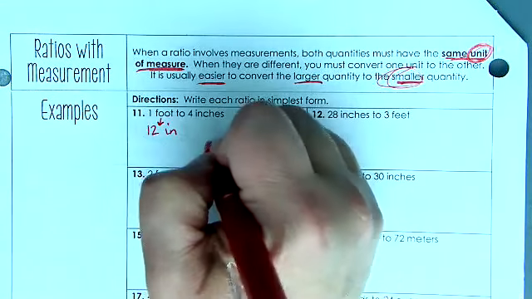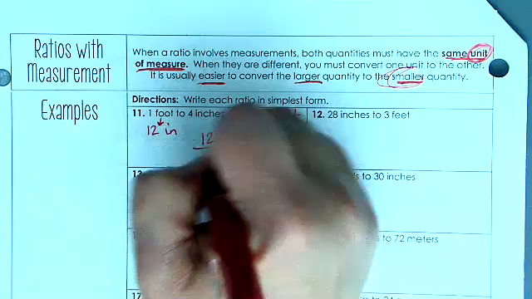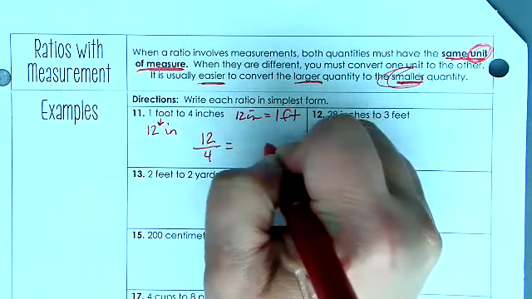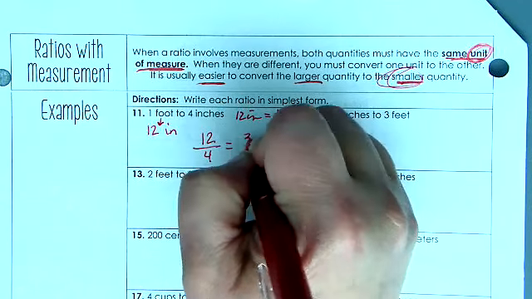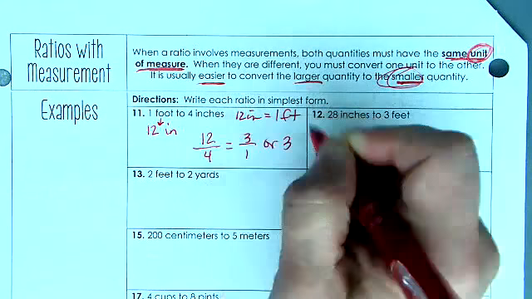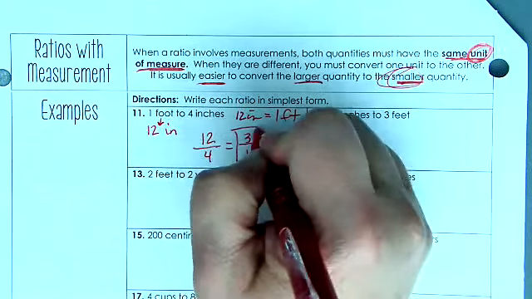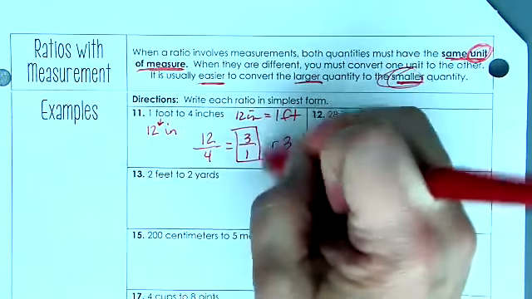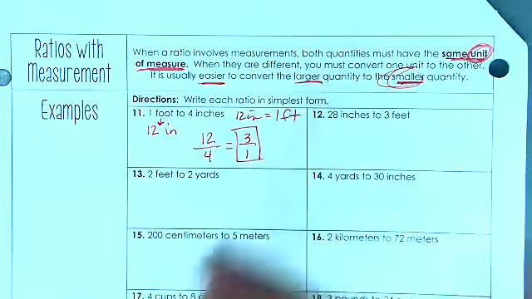So this is going to be 12 over 4, which simplifies to 3 over 1. Or since it can be written as a whole number, no, you want to leave this as the fraction. Sorry, you want to leave it as the fraction.